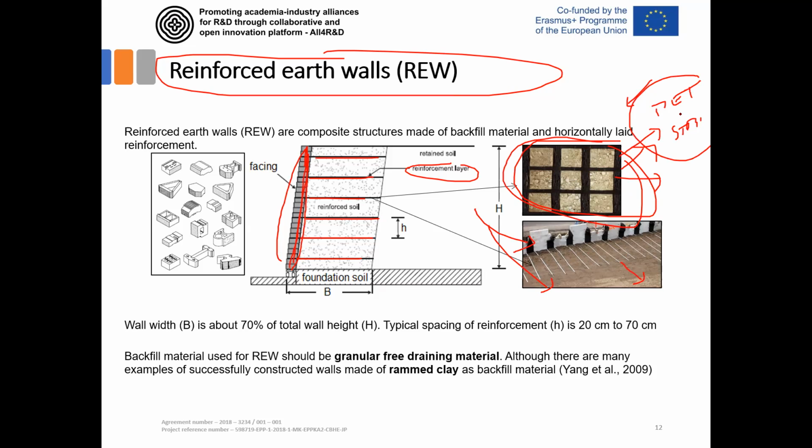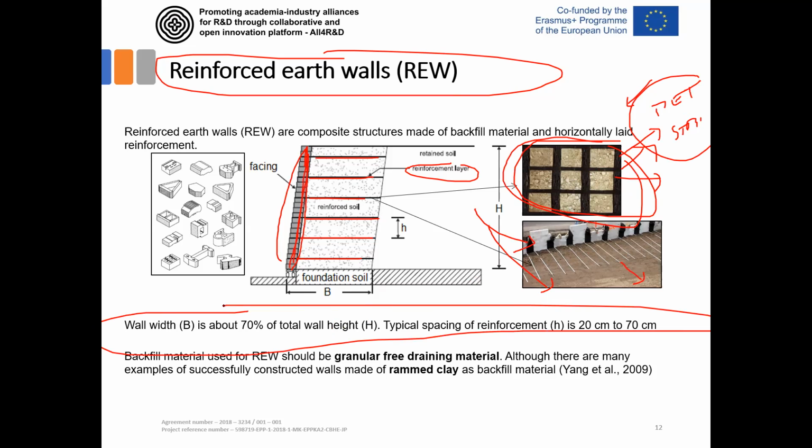So, strips or geogrids made of polyethylene material. Once again, a typical concept that needs to be followed during the design and construction of these walls is that the wall width should be about 70% of the total height. So if the wall is 10 meters high, then this B should be around 7 meters.